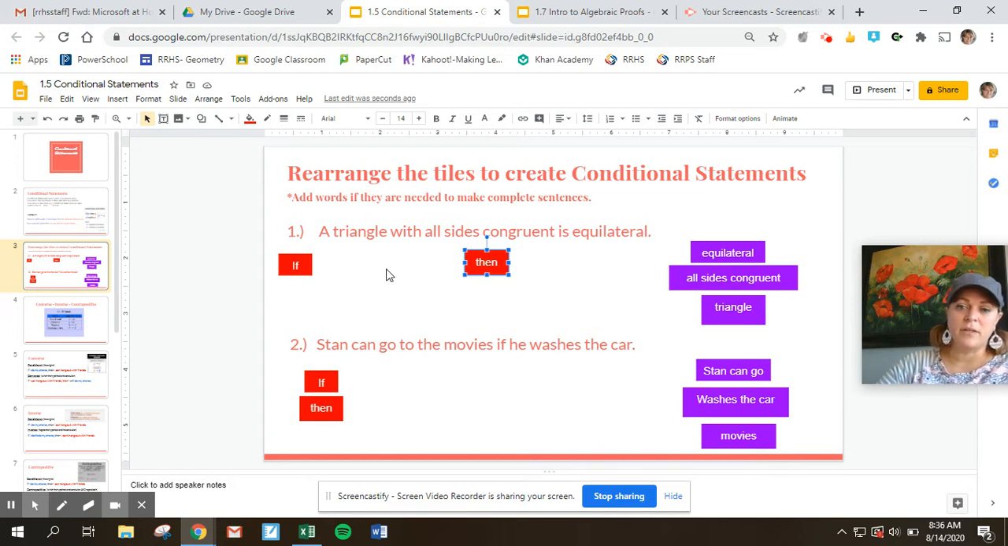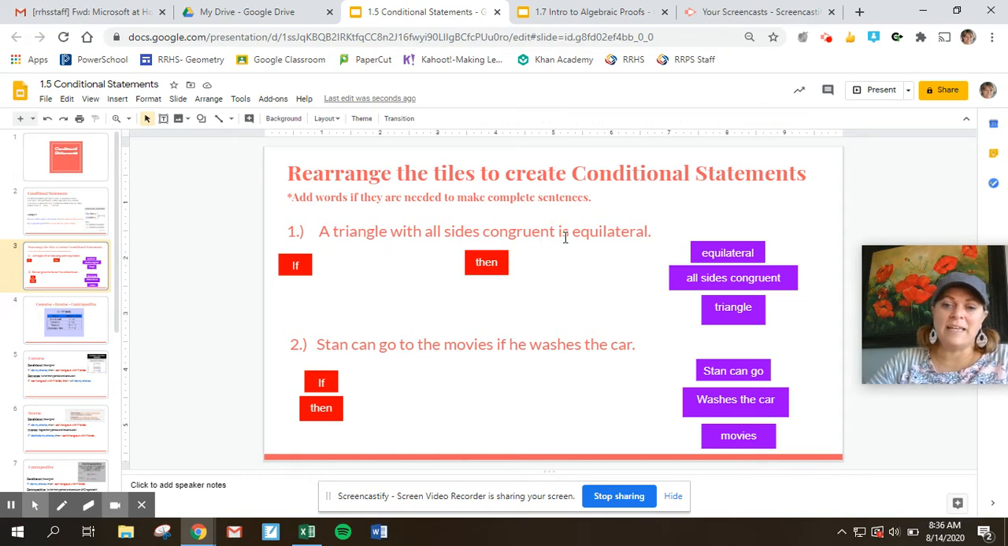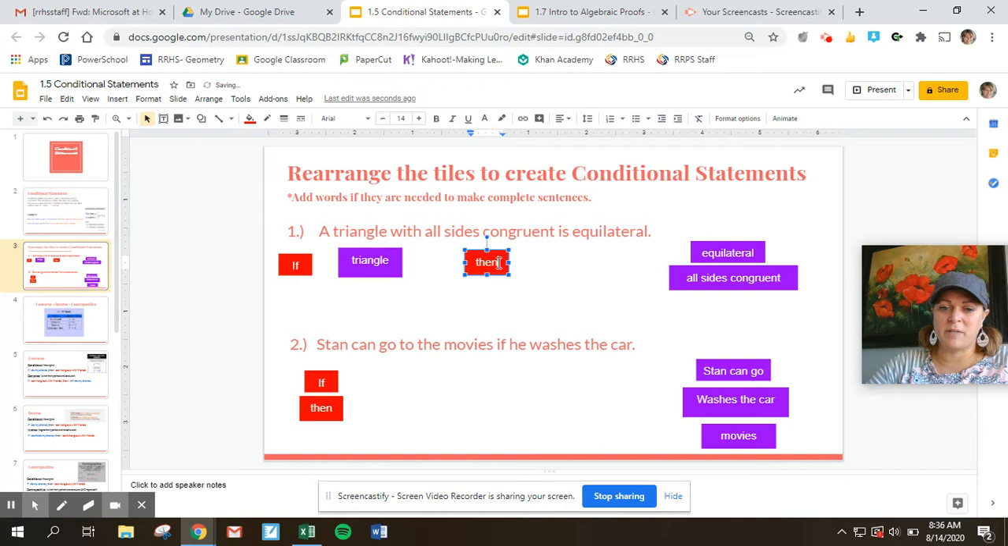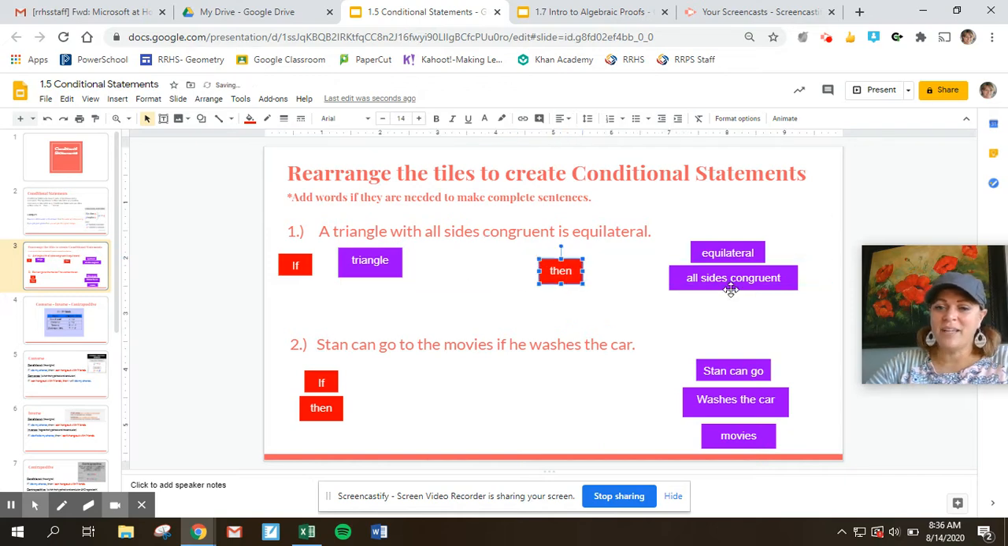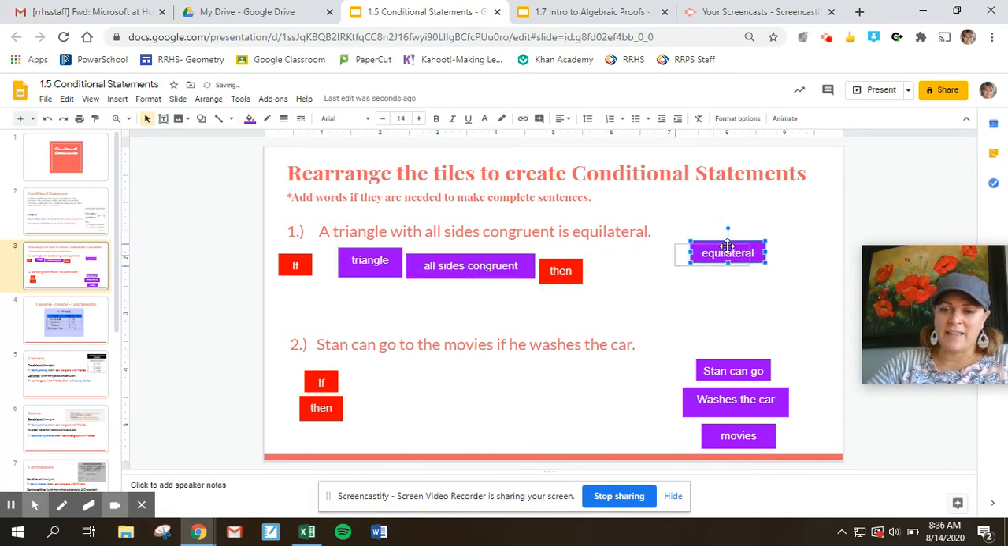So to do that, it says a triangle with all sides congruent is equilateral. So if a triangle has all sides congruent, then it's equilateral. So try to think of what does have to happen to make the next thing happen. So I'm going to drag in if, triangle, all sides congruent, then equilateral. If I read the sentence that way, it doesn't make sense.